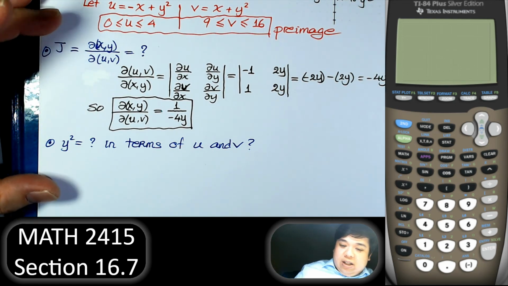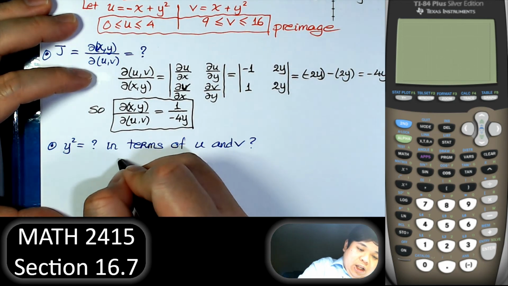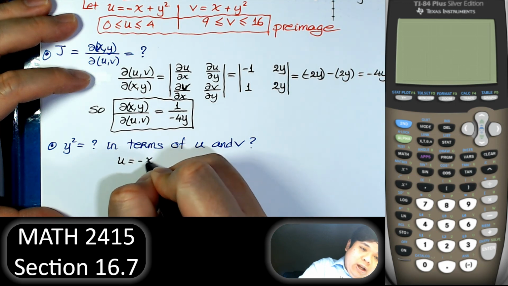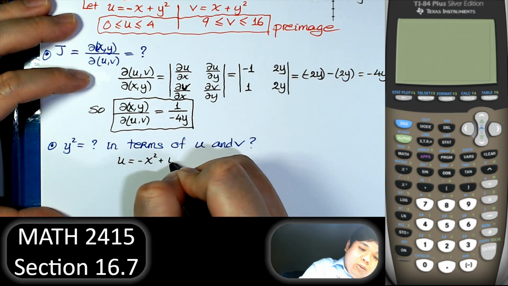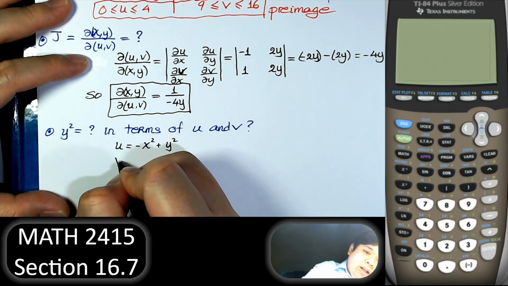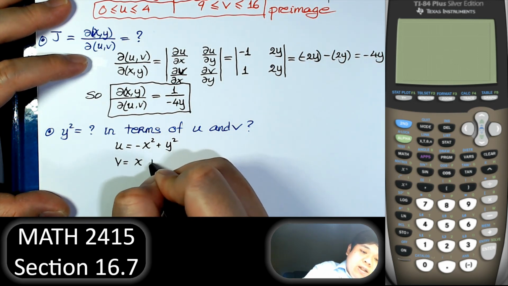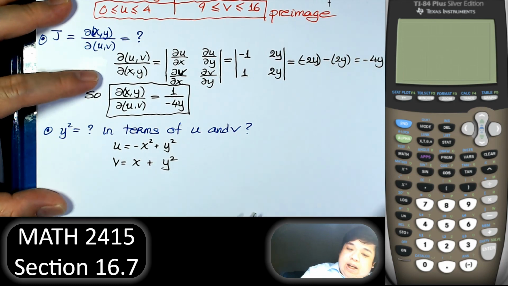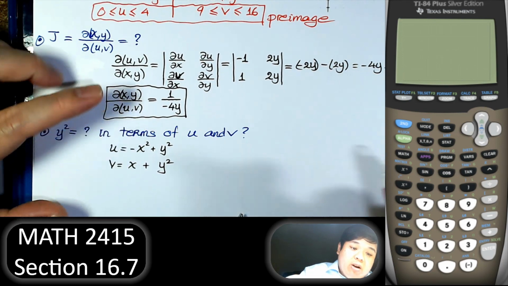So let's just write this again. u is equal to negative x plus y squared. v is x plus y squared. I don't know where the square is coming from.